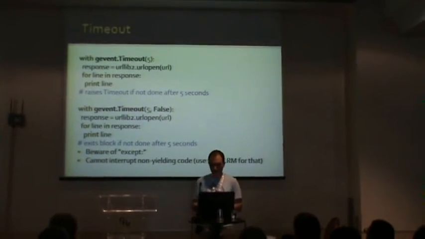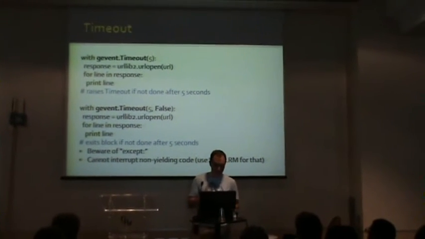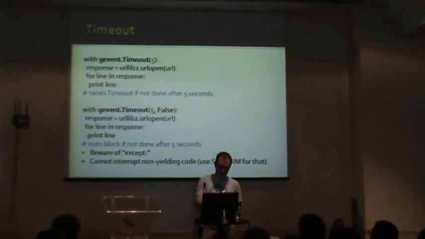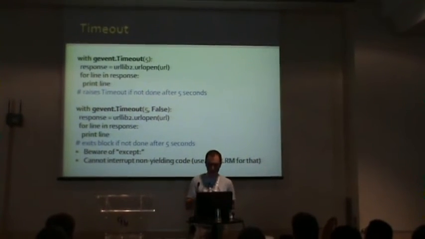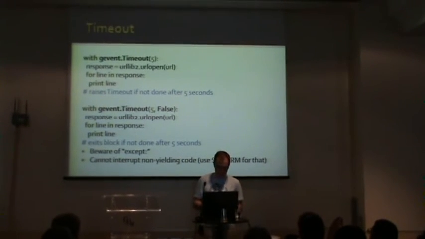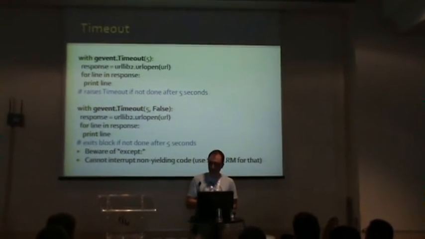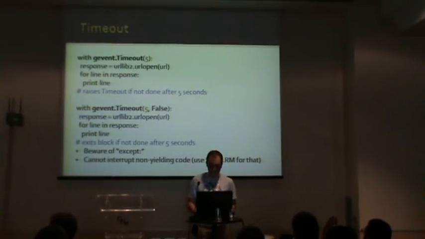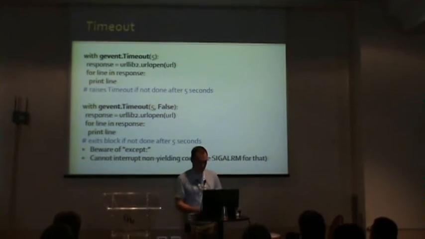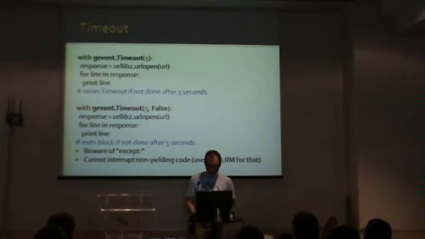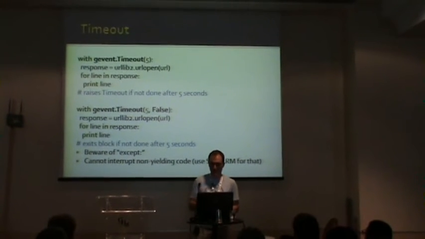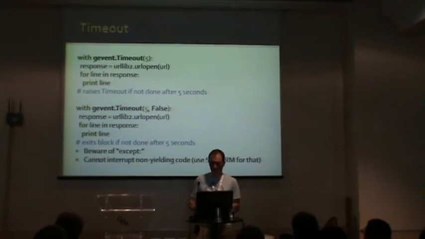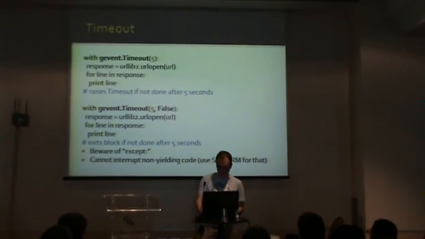In the second example, with False in the second argument, not only is the timeout exception raised inside the with block, but it's silenced outside, so it seems like the code was just interrupted after 5 seconds. Of course, timeouts are regular exceptions, so they can be caught by an except-all clause, and there's not much you can do about that, except inspect your code and check that it doesn't do that. It also cannot interrupt code that is CPU busy, that doesn't yield to the hub, but you can use SIGALRM for that if you really want to do something like that.